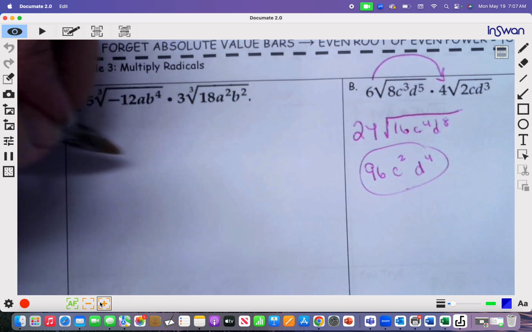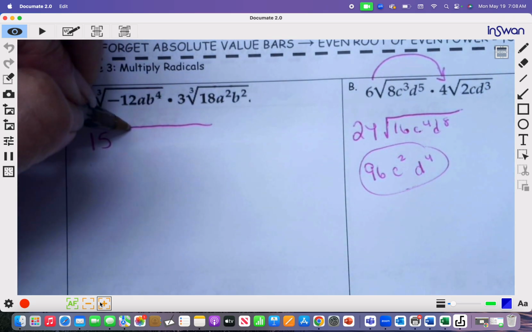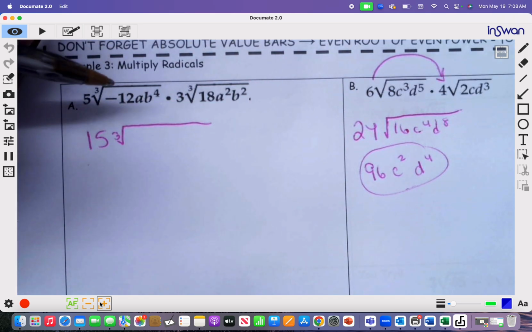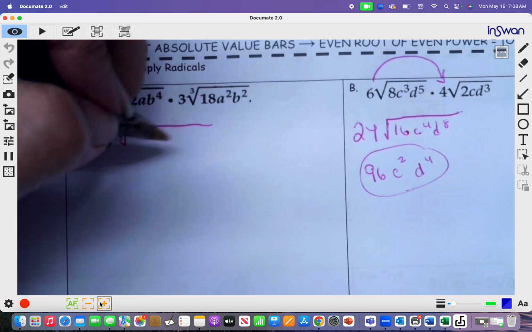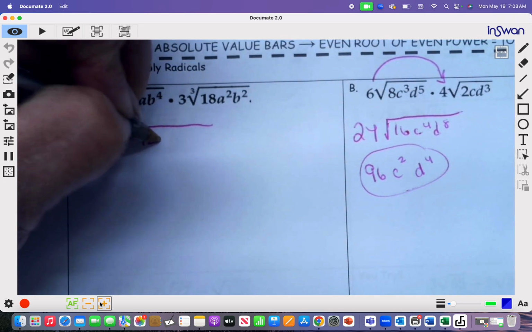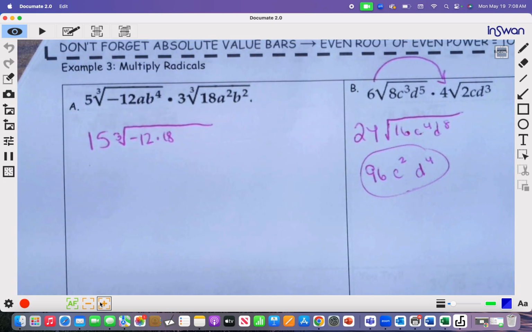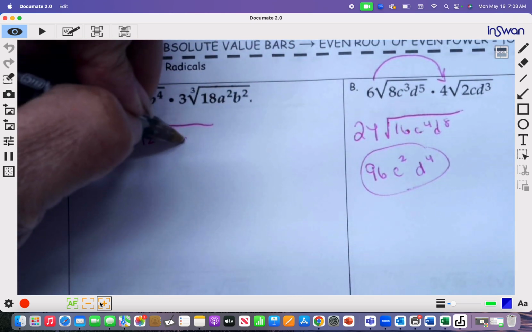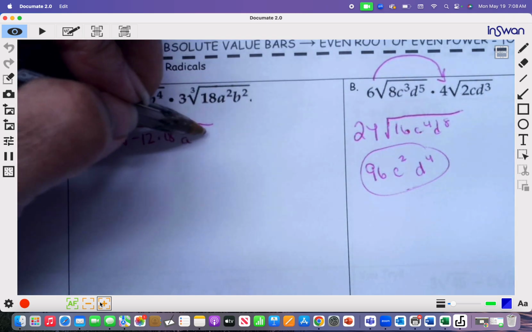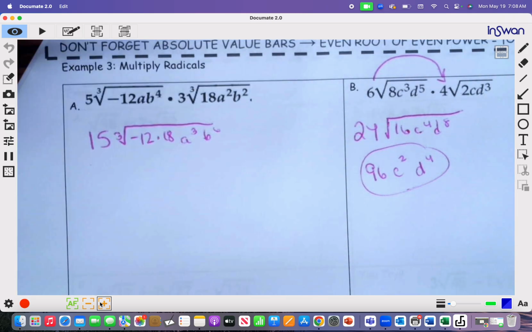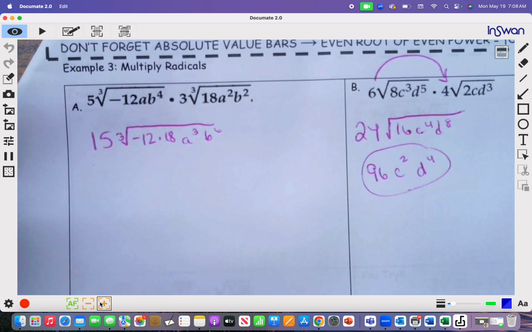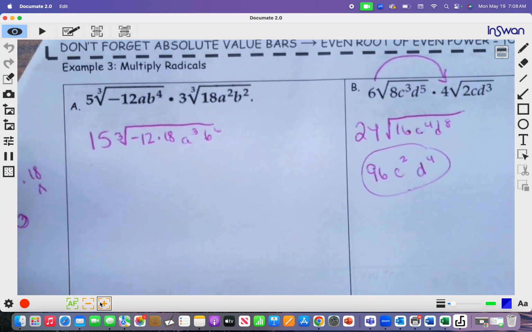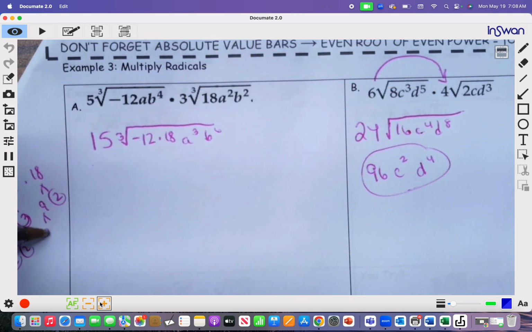I could do the same thing with this cube root. So 5 times 3 is 15. Under the radical, negative 12 times 18. I could actually multiply that out, but I know I'm just going to have to turn around and break it down, so I'm leaving it as that. The a's I'm going to simplify, though: a to the third, b to the sixth. Now I'm going to do 12 times 18 and break all that down. So that's 4 times 3, 2 and 2, 9 times 2, 3 and 3.